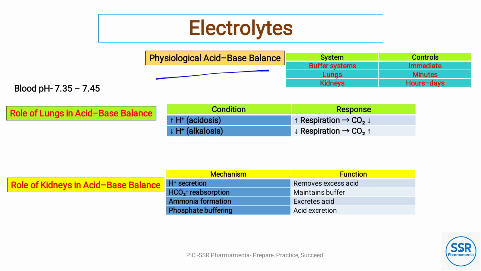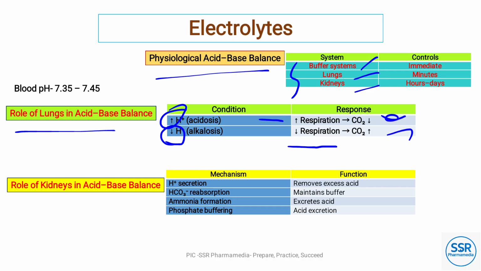If you see the physiological acid-base balance, there are three systems: buffer system, lungs and kidney. First, the role of lungs in acid-base balance. Acidosis means more hydrogen ions, alkalosis means fewer hydrogen ions. When hydrogen ions are more, respiration increases and carbon dioxide volume is decreased. When hydrogen ions are fewer, respiration decreases and carbon dioxide increases.